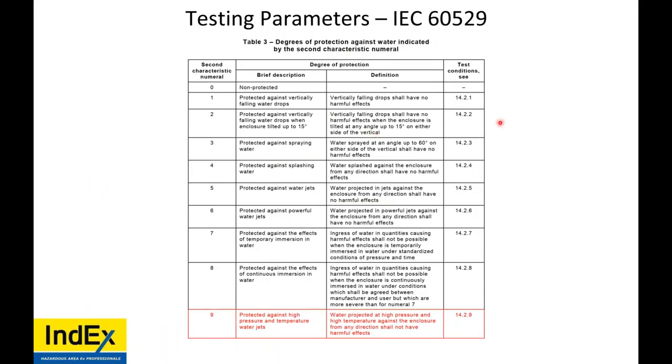Now, testing parameters. Table 3 within the standard gives the brief description and the definition of what each test is. Now, 1 and 2 are dripping water. 3 and 4 are spraying water, more like raining, that oscillating, turning metal tube that sprays out of it. While 5 and 6, the keywords are jets of water. 7, the important word is immersion, submersion, immersion, underwater. Those words all matter. 9, high pressure and temperature water jets. Okay? Test conditions are defined within the standards.